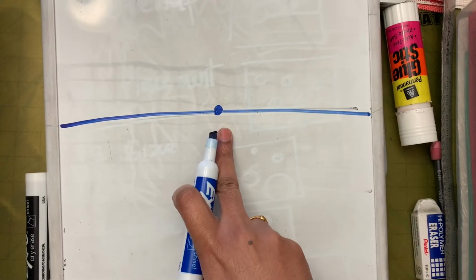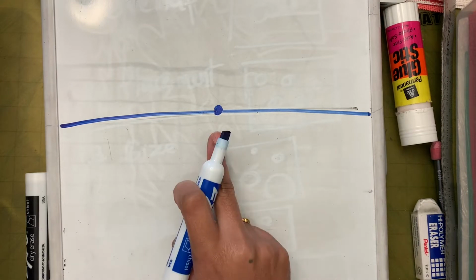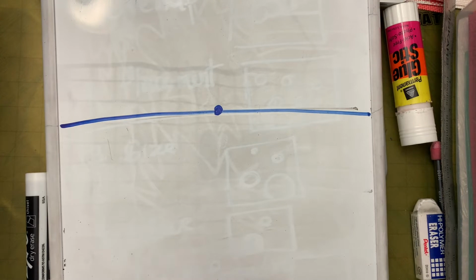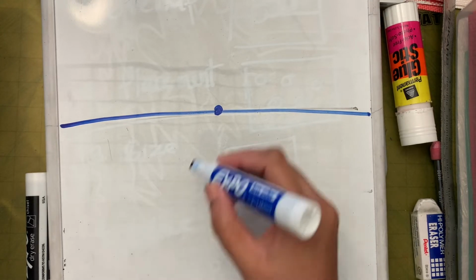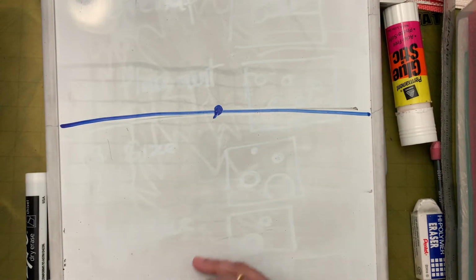We put the point wherever you want on the horizon line. You can put the point anywhere. I choose to put it right in the middle, and then I'm going to draw vertical lines.